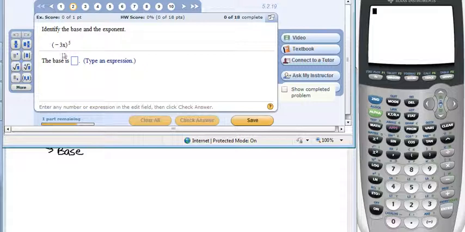Here the base is the entire negative 3x. We want to raise everything that's inside the parentheses to the 5th power. So this time the base would be negative 3x and the exponent is 5.